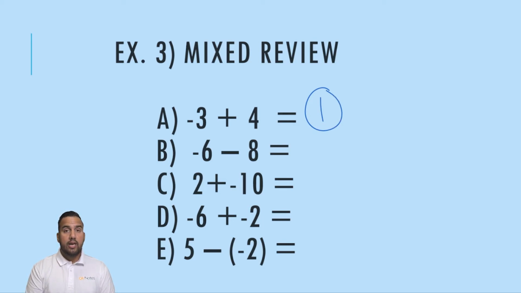B. There's 2 negatives. Because there's 2 negatives, I'm going to add. 6 plus 8 is 14. They're both negative, so my answer is going to be negative. So my answer is -14.